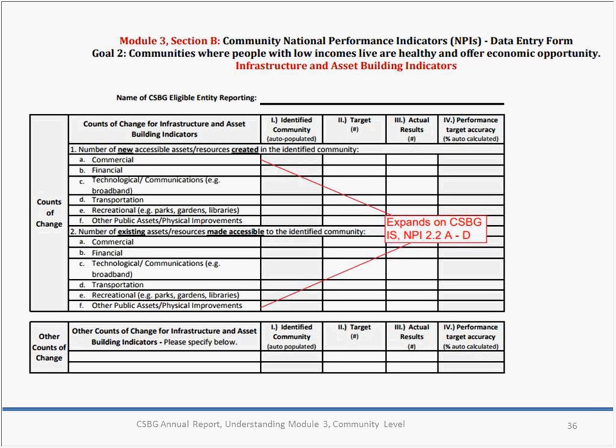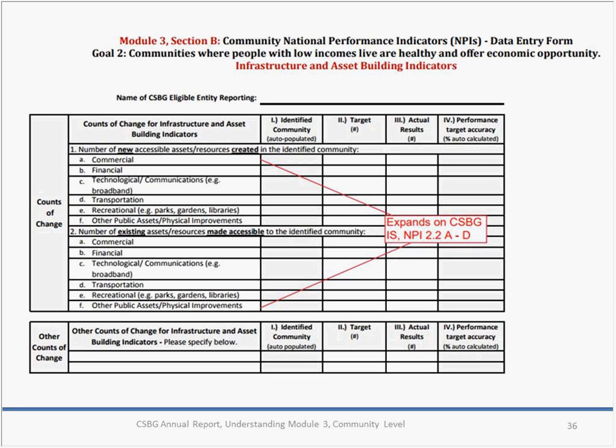Infrastructure indicators. This is a third domain. From here, you can see that these are the counts of change. What's the number of new accessible assets and resources created in that community? So we have commercial assets, financial assets, technological assets, transportation assets, other public and physical improvements, community gardens, parks, libraries. That's the thing that's being reported in these indicators.